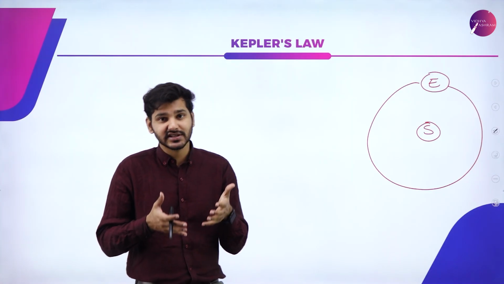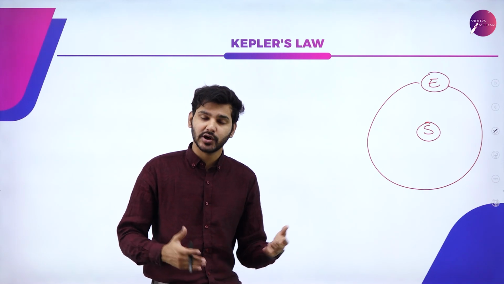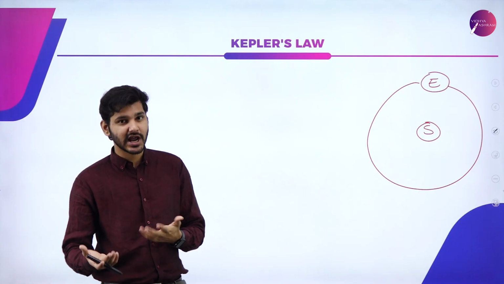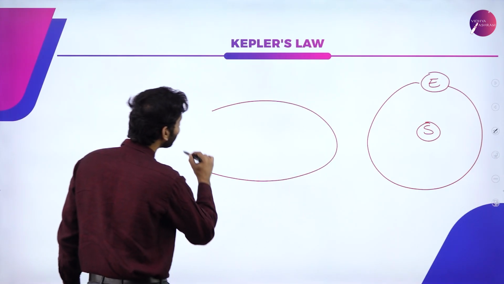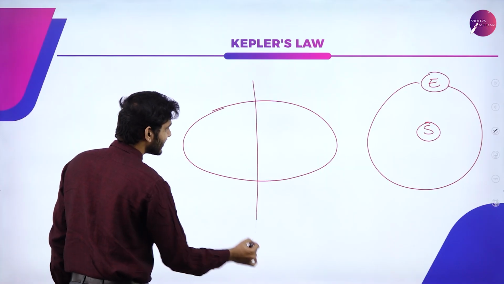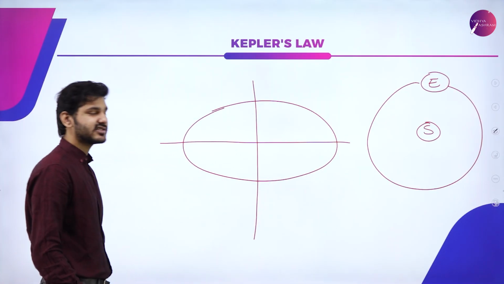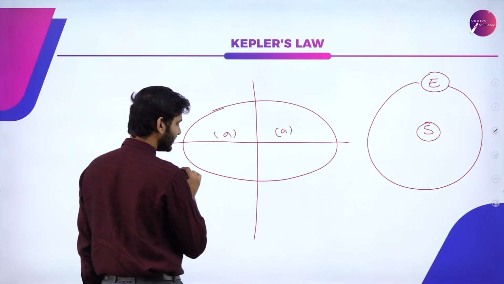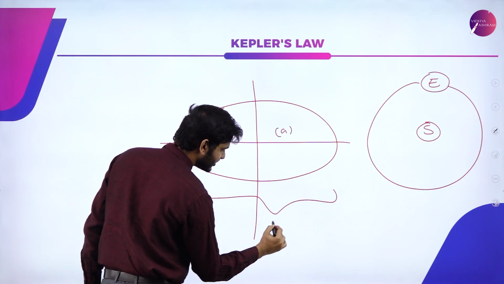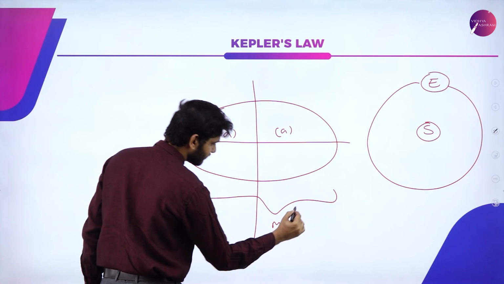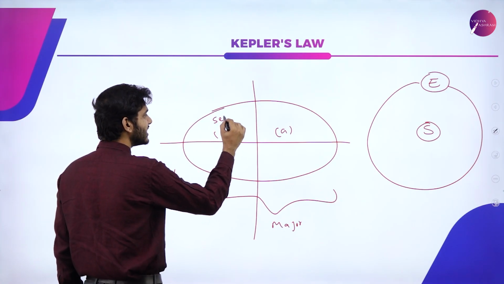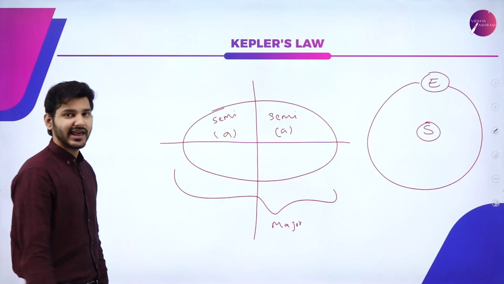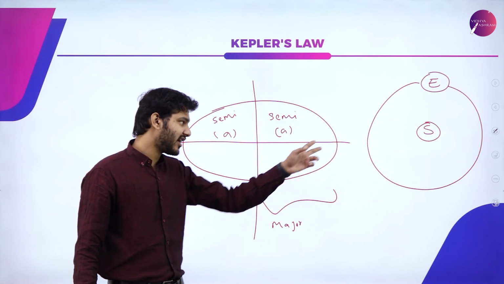You have already studied what an ellipse is in your first PUC mathematics, so I don't have to explain what an ellipse is, what the semi-major axis is, what the semi-minor axis is, right? This is an ellipse, and we can take dissections like this, and each side will be A. This will be the major axis, and this will be the semi-major axis, each of length A, right? And the major axis will together be 2A.